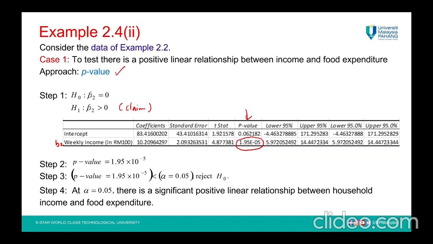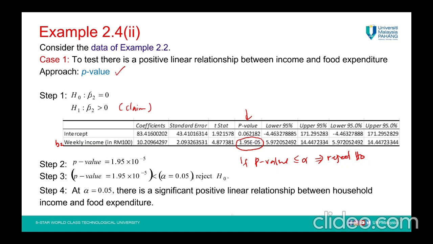Okay, this table is the coefficient table of simple linear regression from Excel output. So now we go to step 3. In step 3, the decision on H0 will be decided by using the rule: if p-value is less than or equal to alpha, we need to reject H0. This is the basic rule for the p-value approach.